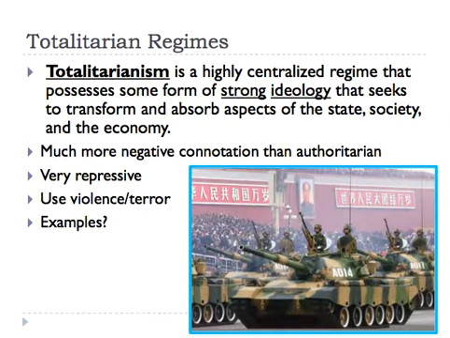A totalitarian regime, like Hitler's Germany, Stalin's Soviet Russia, Mussolini's Italy. Again, it's a highly centralized regime that possesses some form of strong ideology that seeks to transform and absorb aspects of the state, society, and the economy. So it has a much more negative connotation, very repressive, and a lot of times violence and terror are used.